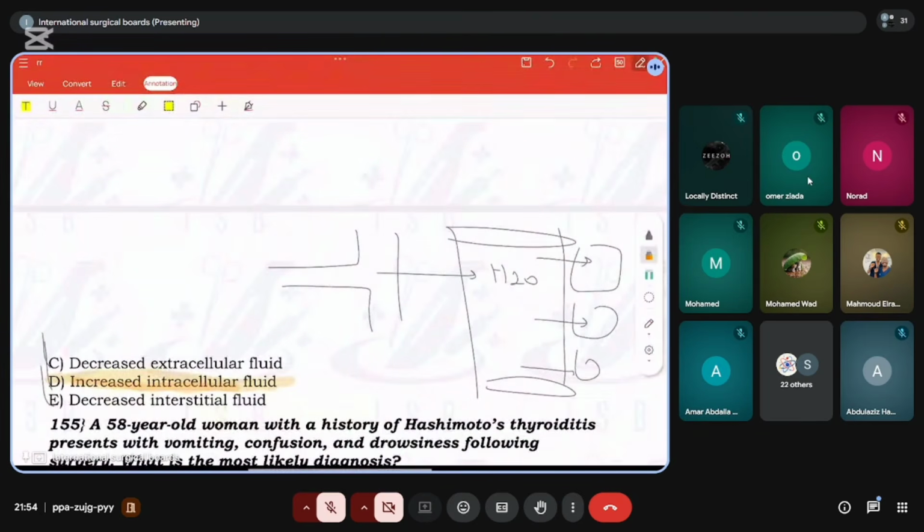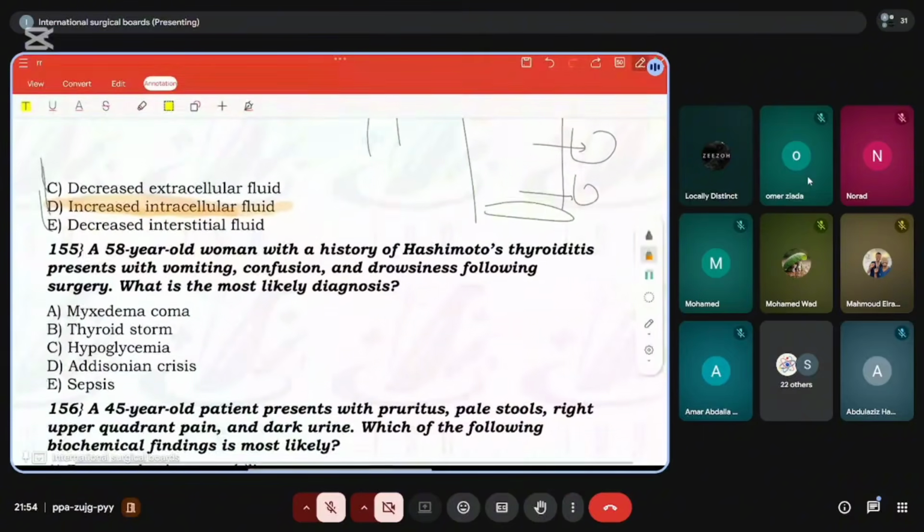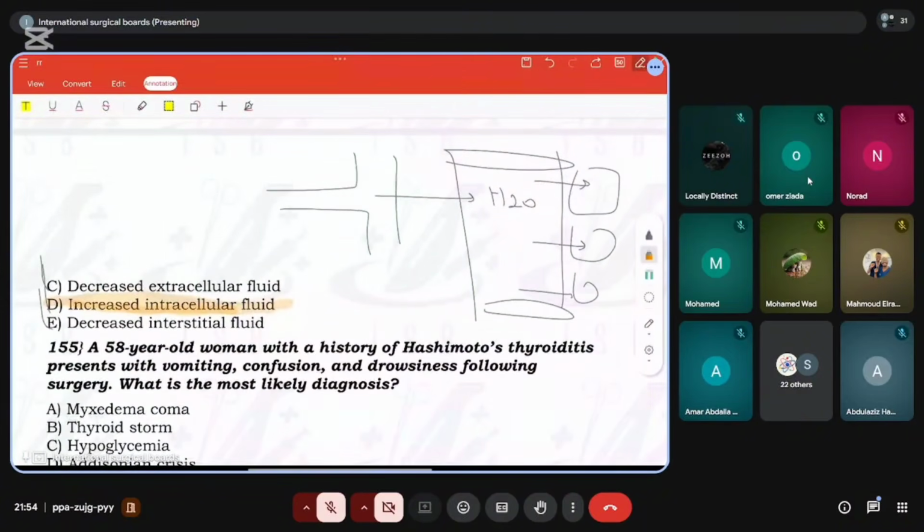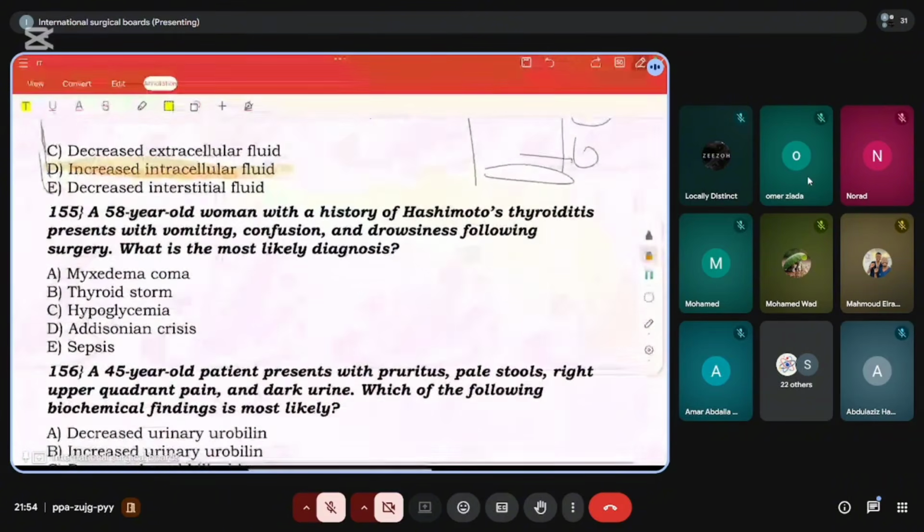Okay, guys, let's see the next one. Why not C? It will not decrease the extracellular fluid. It will initially increase it, then it will reduce it, right, doctor? It will not decrease it at all. Okay.